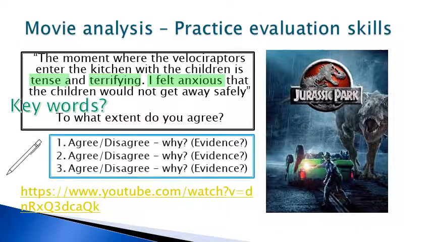So what you want to do as you watch this is to put 1, 2, 3, whether you agree or disagree and why and what your evidence is. Try and come up with something, because you want to consider all 3 keywords, for tense, terrifying and anxious. Find something which you could connect to those.